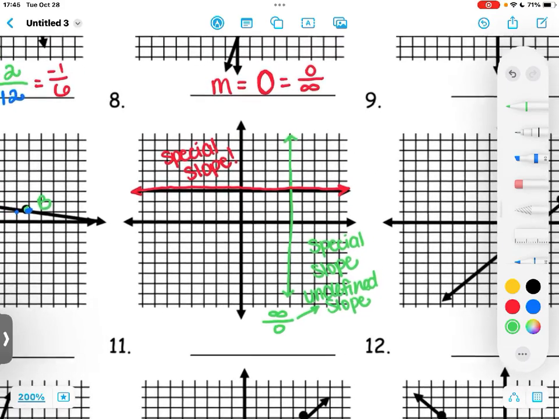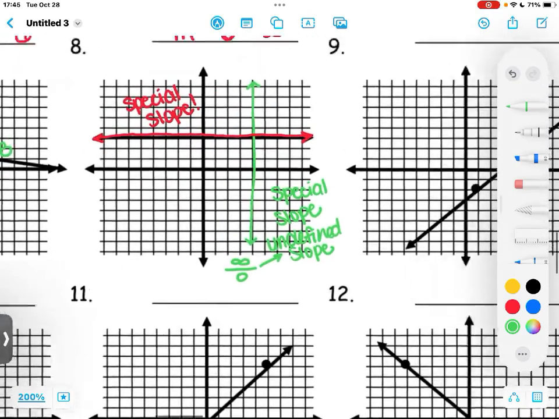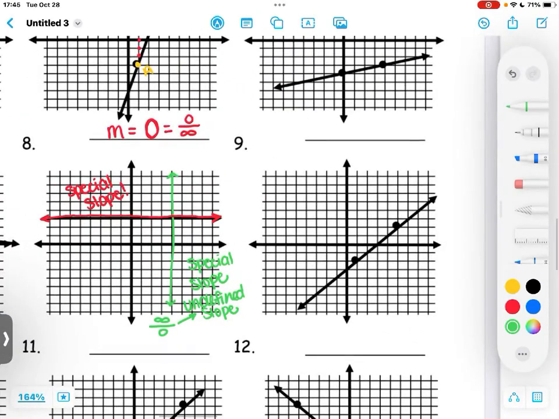So those are special cases. Those are why they're the special cases for number 8. And I noticed that it doesn't have an undefined slope, so I went ahead and explained why it's undefined.